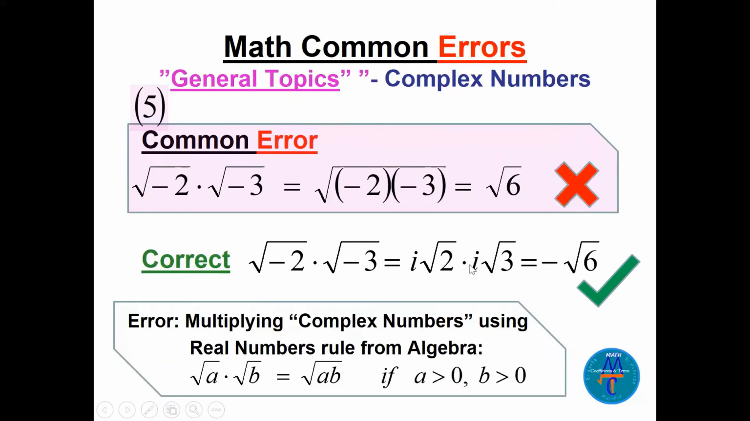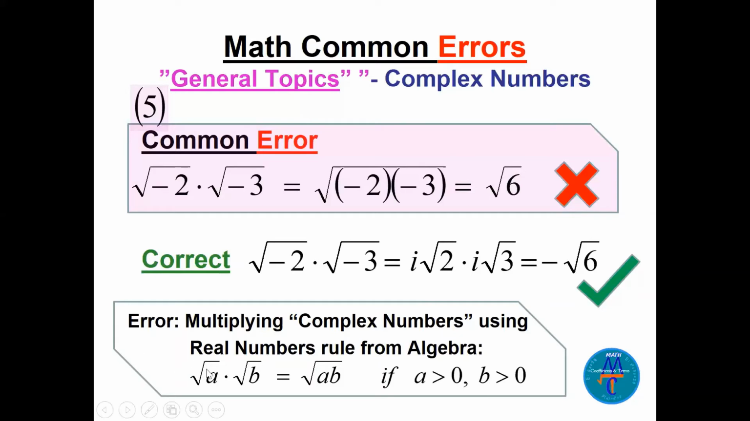So i times i is i squared. In complex numbers, i squared is minus 1. And then we can multiply square root of 2 times square root of 3. So there is a minus from i squared, and there is square root of 6. That's the correct answer. Now, what is the error here? Number 5, the error here: multiplying complex numbers using the real numbers formula or rule from algebra.